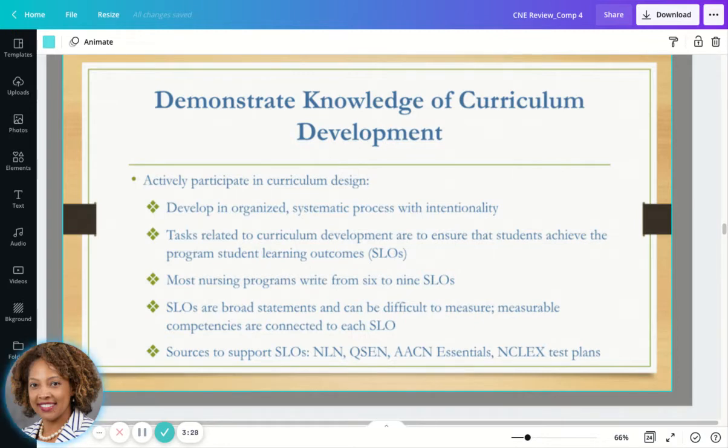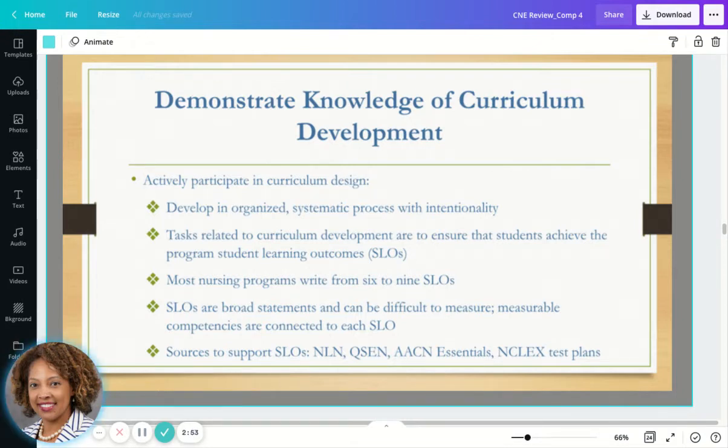What do we mean by being involved? Ensuring and expecting that the curriculum is developed in an organized, systematic way with intentionality, right? So course sequencing is really important. Fundamentals should happen before Adult Health 1, and that should then be followed by Adult Health 2. Tasks related to curriculum development are to ensure that students achieve the program's student learning outcomes. Well, what does that mean? You have course objectives. They should be mapped back to the overall program's outcomes and expectations.